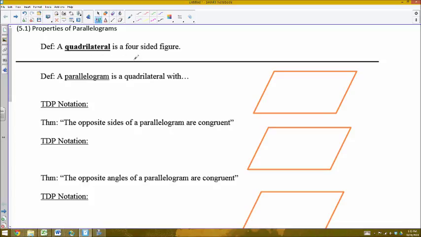So a quadrilateral is just any four-sided figure. Quadrilaterals alone don't really have any special properties, so the first one that we're going to look at that's a little bit more interesting is what's called a parallelogram. And all a parallelogram is, is a quadrilateral with two sets of opposite parallel sides.